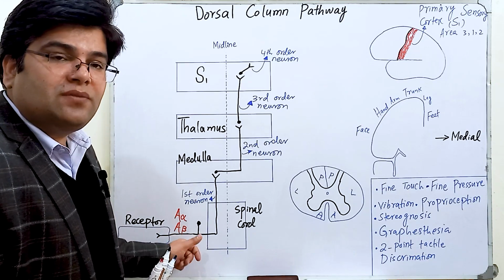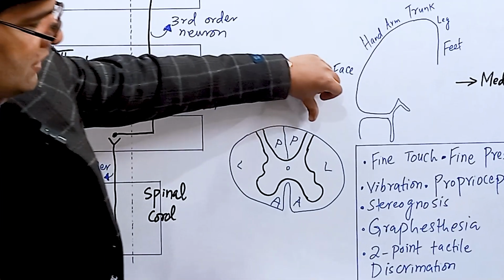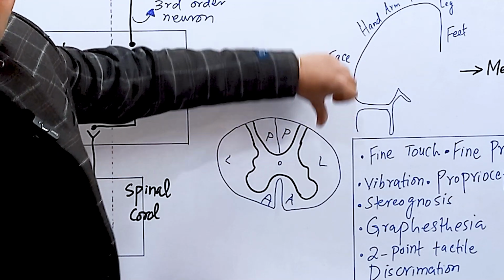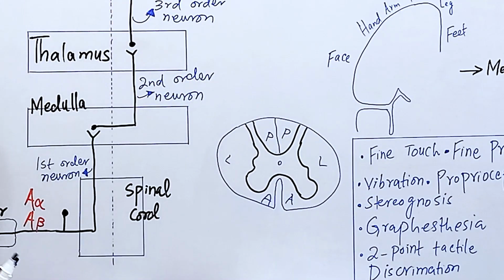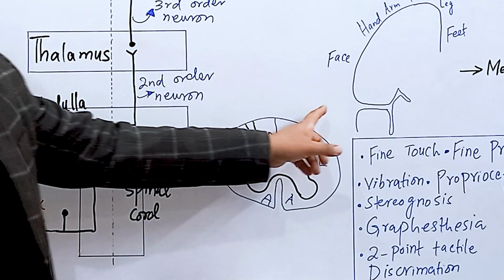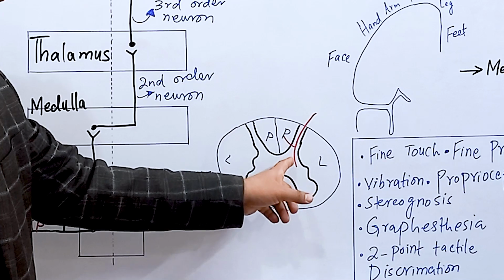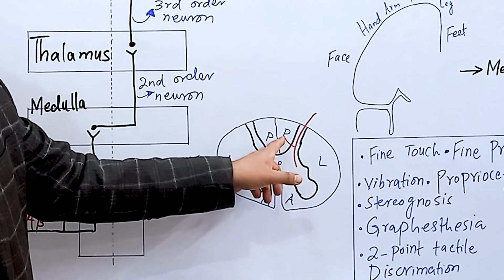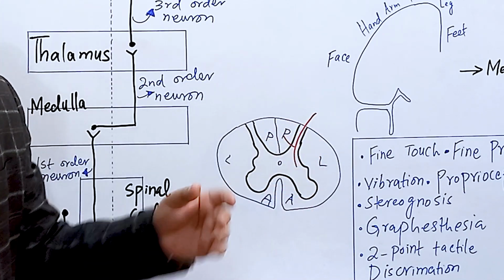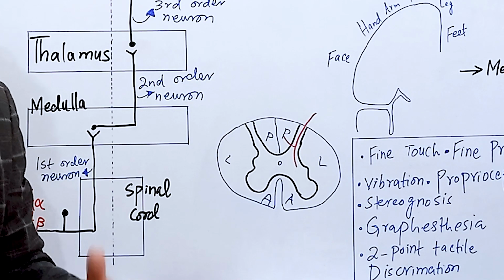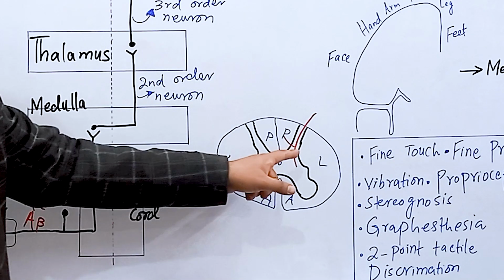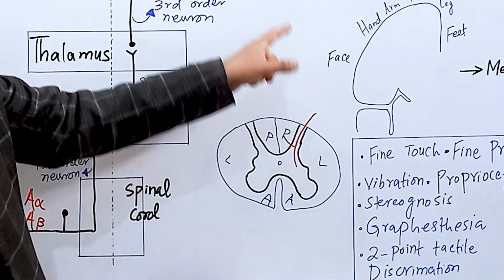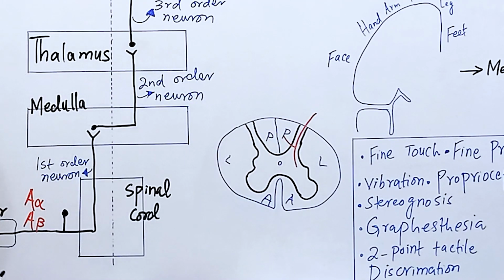The central axon of these first order neurons, when it enters into the spinal cord at the dorsal gray horn, divides into two branches. One is the lateral branch and the other one is the medial branch. The lateral branch provides signals in response to which some local reflexes are initiated, and the medial branch travels upward in the dorsal column.